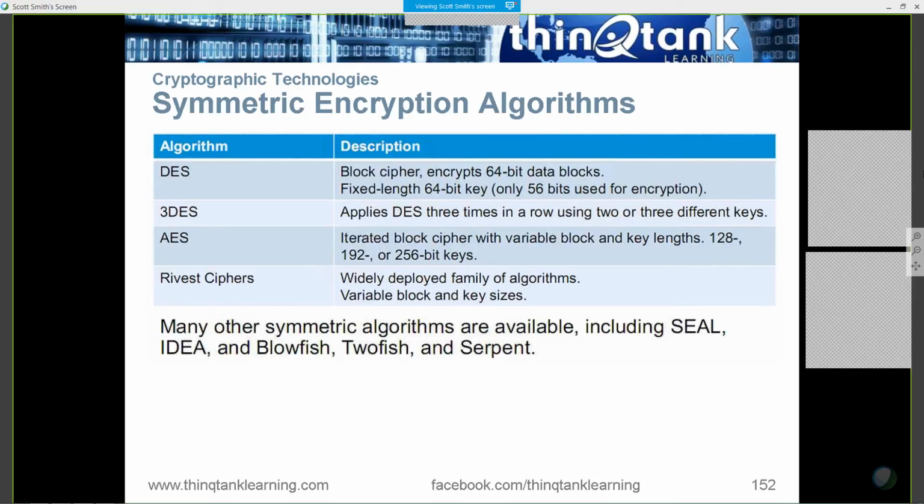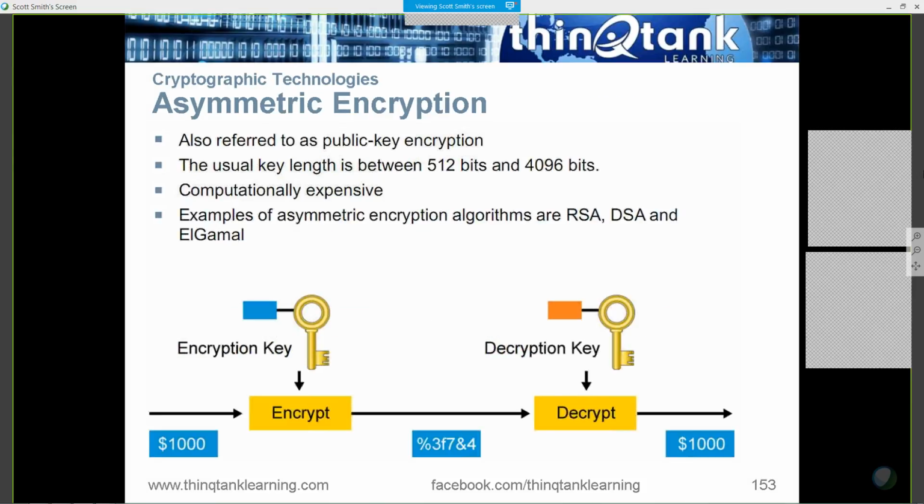Obviously, AES and triple DES, all the Rivest ciphers. Ron Rivest invented a lot of cryptography. He's the guy that does RSA. RSA stands for Rivest, Shamir, and Adleman. Rivest is one of those guys. SEAL, IDEA, Blowfish, Twofish, Threefish. Sounds like a Dr. Seuss novel, right?